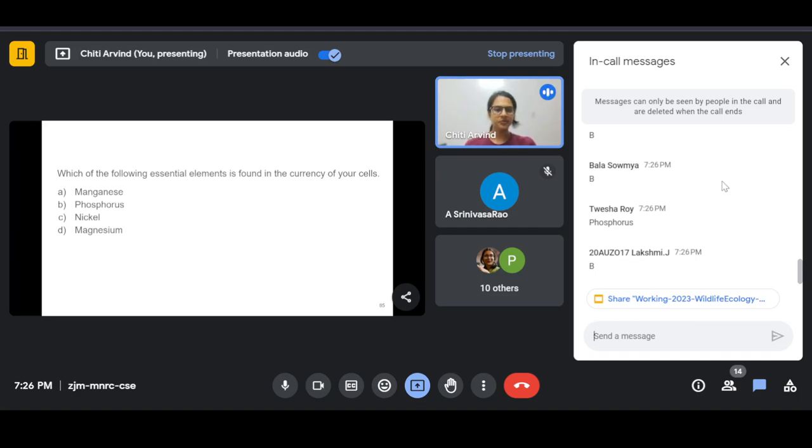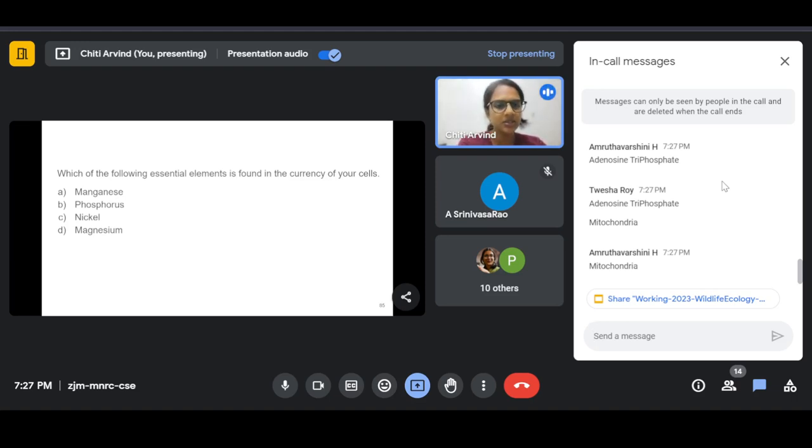Could someone give me the full form of ATP? For those who are not from a biology background, it'll be nice to explain to them. So what is ATP? Adenosine triphosphate, and where is this produced? Mitochondria. Our cells have multiple organelles. One of these is the mitochondria, known as the energy powerhouse of the cell, which produces energy in the form of ATP, adenosine triphosphate.